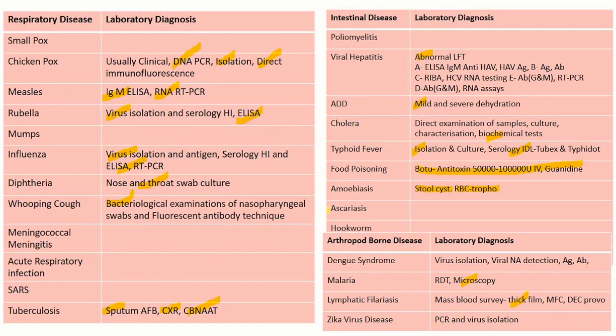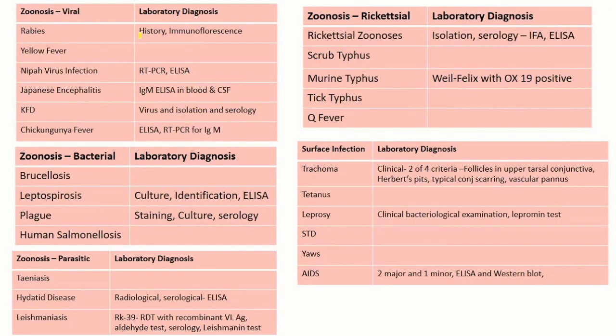Zika virus, PCR and virus isolation. Rabies, based on the history and the clinical presentation and immunofluorescence. Nipah virus, RT-PCR, ELISA. Japanese encephalitis, IgM ELISA in the blood and CSF. KFD virus isolation and serology. Chikungunya, ELISA, RT-PCR for IgM. Leptospirosis, culture identification and ELISA. Plague staining, culture and serology.